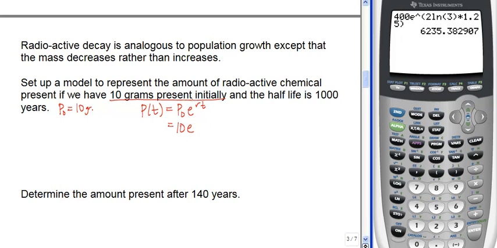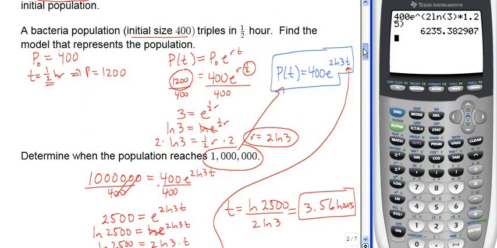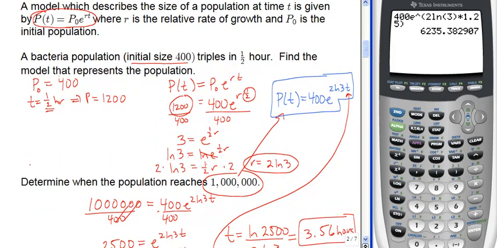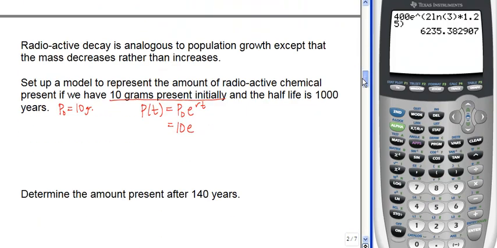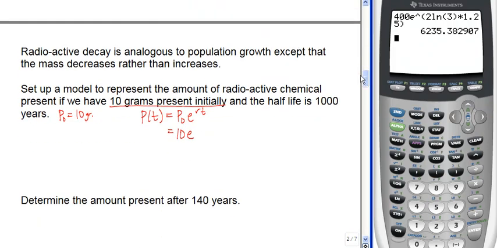Do I know my R, my growth rate, or actually in this case my decay rate? No, I don't. So we're going to have to first solve for R so that we can then write down what our generic model is going to be. Kind of like the last example that we did up here, where first we had to know a T and a P that went together so that we could substitute them in and solve for this R so we could come up with our model. We're going to do exactly that same thing. So we need a T and a P that go together so that we can plug them in. And that's where this half-life comes in.